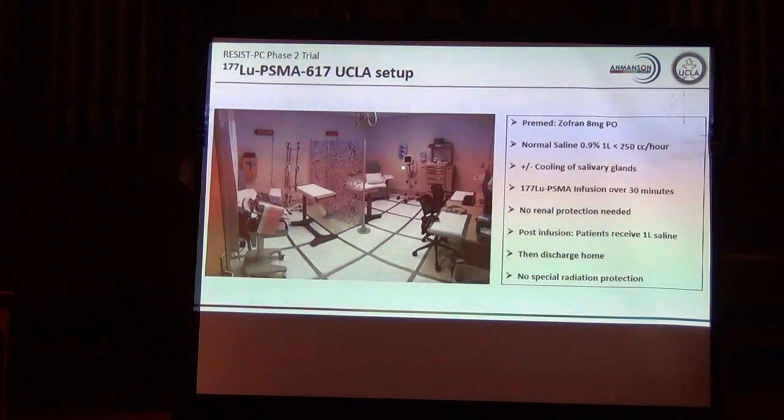Patients would sit here, so it looks a little bit, I would say, like an oncology chemotherapy center. Patients sit in a chair, they get some premedication before with anti-emetic treatments, they get some saline. We can cool the salivary glands because you have seen on the image there is some uptake. So when we started, there was a doubt about some side effects on the salivary glands. Finally, after our experience, there is no strong side effect in the salivary glands with lutetium PSMA. So now we're not doing it anymore.